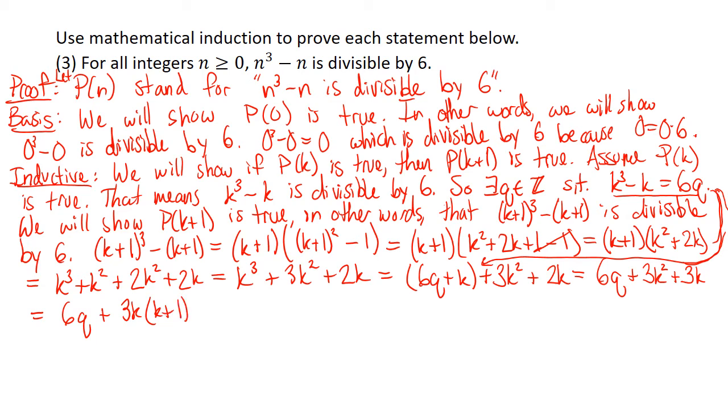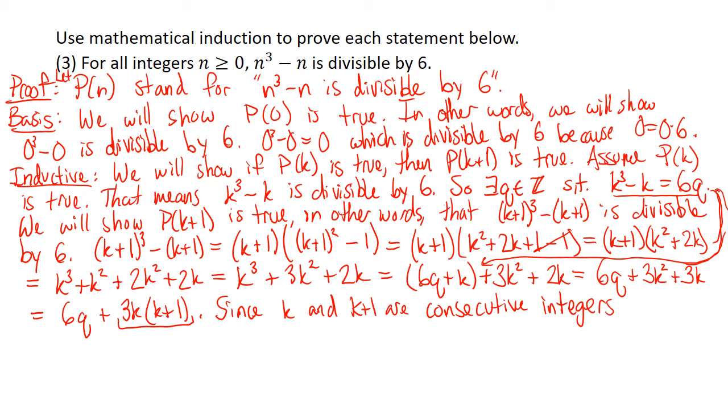Okay, so now I have to do something a little bit clever to argue that this second term here, 3k times k plus 1, is actually divisible by 6. So let me try to convince you of that. I'm going to say the following. Since k and k plus 1 are consecutive numbers, that means one of them has to be even. Consecutive integers are like 2 and 3, or 3 and 4, or 4 and 5. One of them has to be even.